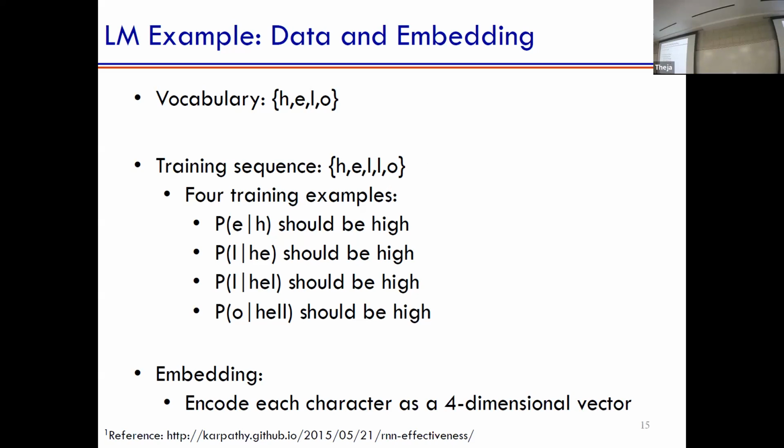So given H, I want to predict E. Given HE, I want to predict L. Given HEL, I want to predict the next L. And given the first 4 letters, I want to predict the last letter. Okay, so those are my input output pairs.